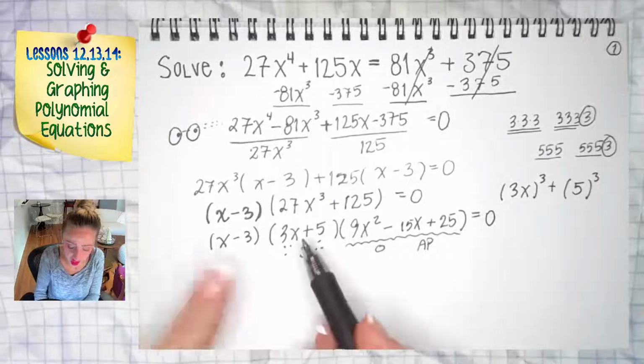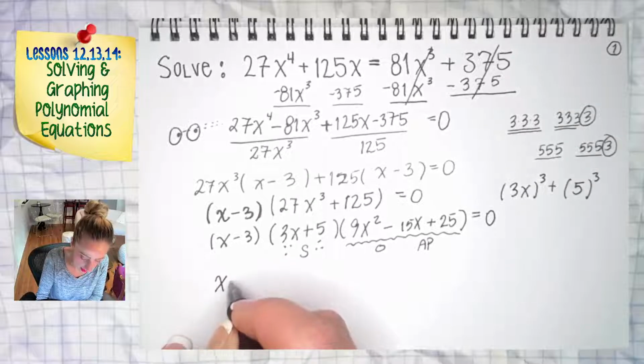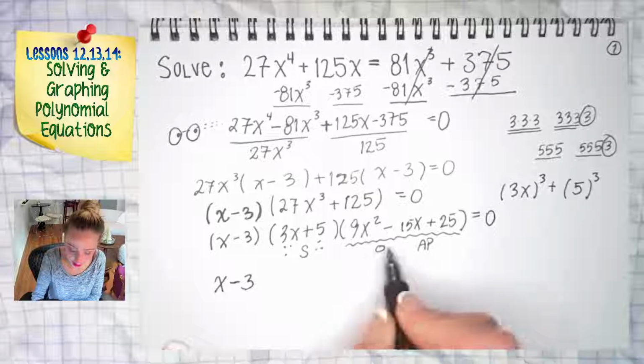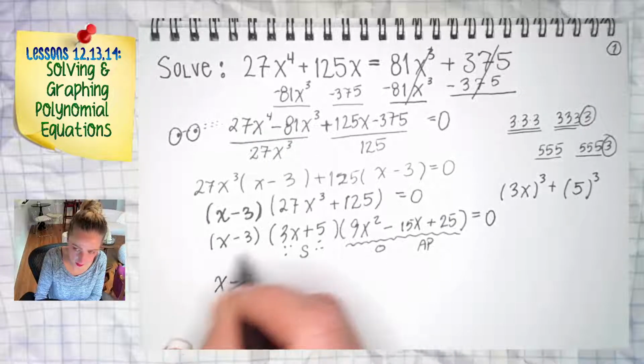So how much do we have to solve? Just these two little babies, right? How do I solve from here? I have it equal to 0. I have it factored. Last steps. We're going to do what?